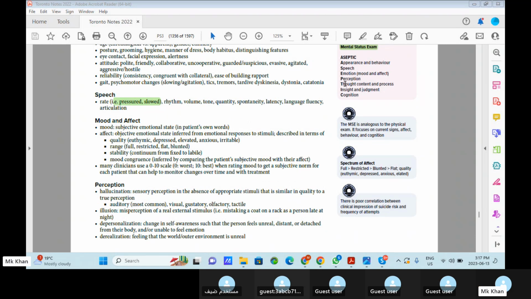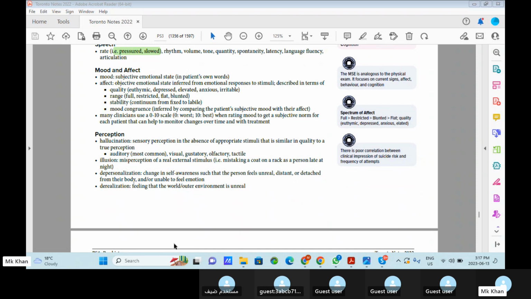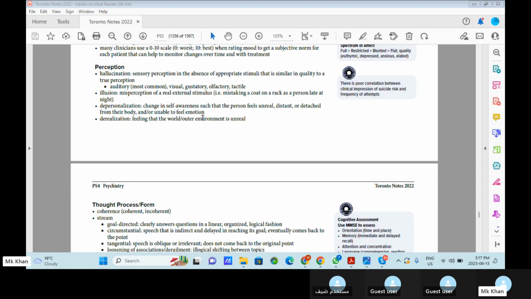Then the fourth thing is perception. In perception there is hallucination, illusion, depersonalization, derealization. All these have to be ruled out. What are hallucinations? These are sensory perceptions in the absence of appropriate stimuli that are similar in quality to true perception. Then illusion is a misperception of a real external stimulus. Then depersonalization: what is depersonalization? A change in self-awareness, such that the person feels unreal, distant, detached from their body and unable to feel emotion. So it is important to know the definitions if they are asking, so at least we know what they are talking about.